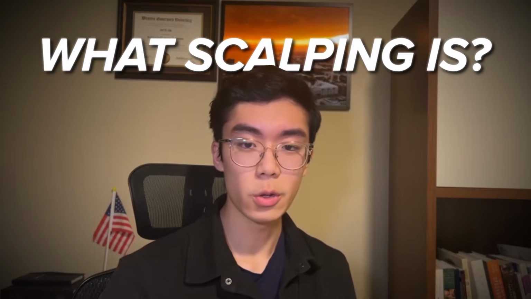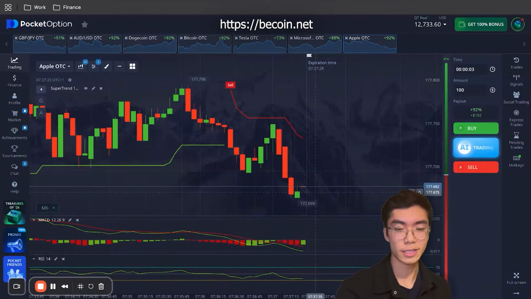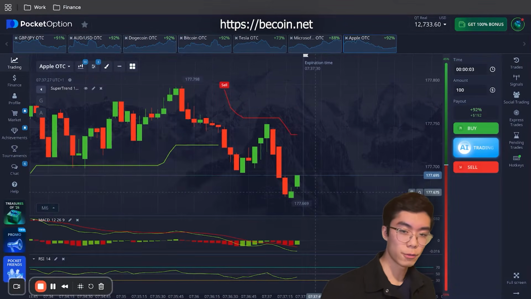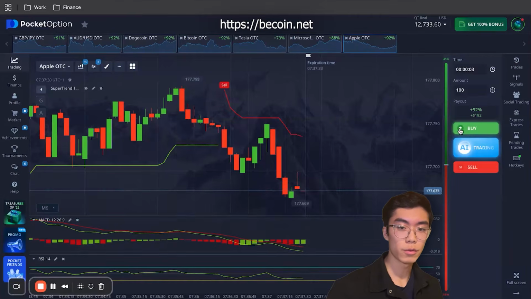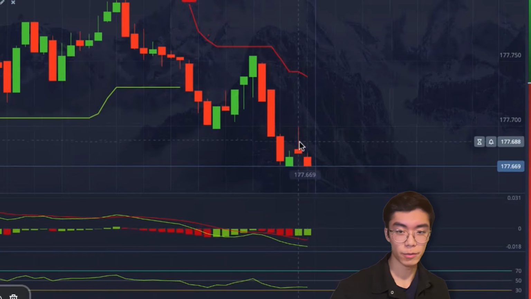So in this video, I'm going to show you what scalping is. Scalping is essentially making money off of momentum, right? You want to see big momentum. If you see big momentum, you just move in that general direction. You can see big momentum if you see candlesticks like this.